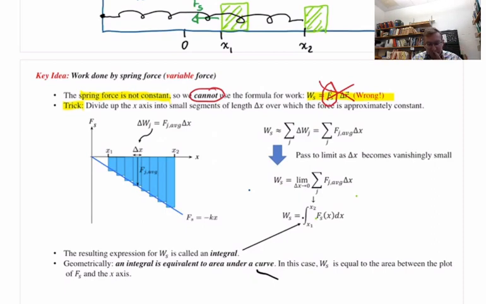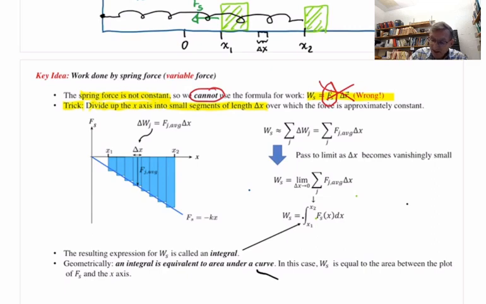Here's what we imagine doing. Let's imagine dividing up the x-axis into small segments. Each has a size delta x. Okay? So imagine breaking up the x-axis between x1 and x2 into a whole bunch of little distances like that one of length delta x. And there's a whole bunch of them, starting at x1 and ending at x2. Okay? I've also drawn that below in a plot of force versus x.